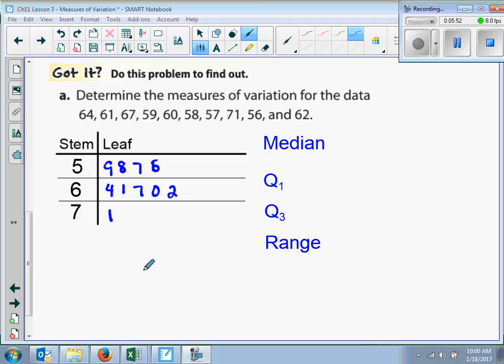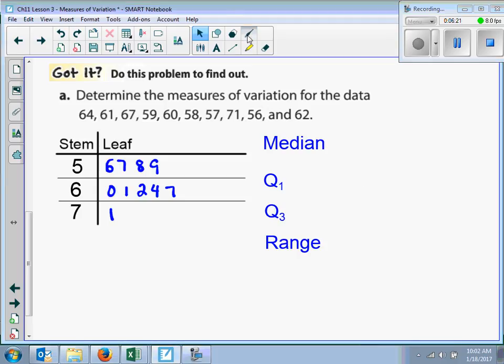So here we have our unorganized stem and leaf plot, and now we need to organize it. So now you guys, I'm just going to move them around. You can make your second stem and leaf plot and organize them. All right, so here we have our data in order from least to greatest, and now we can find our median, our first quartile, our third quartile, and our range.